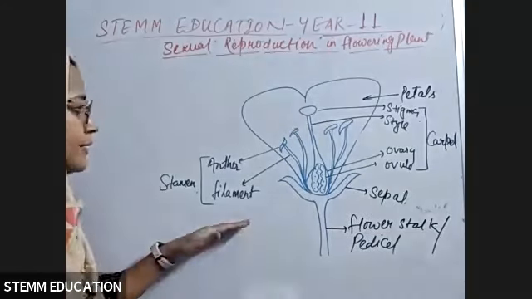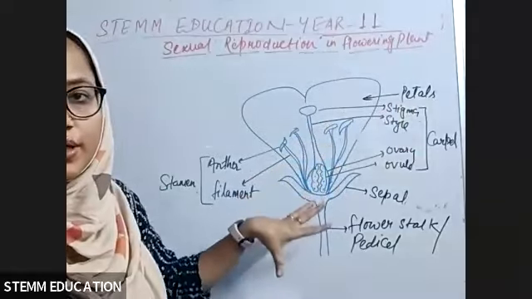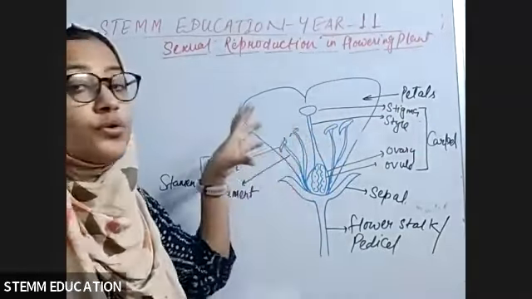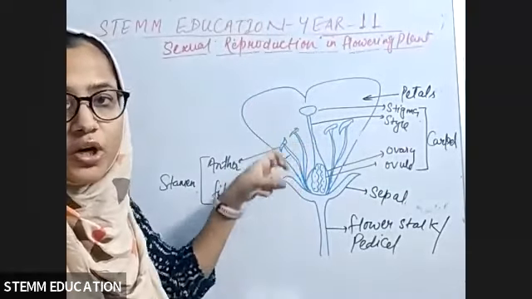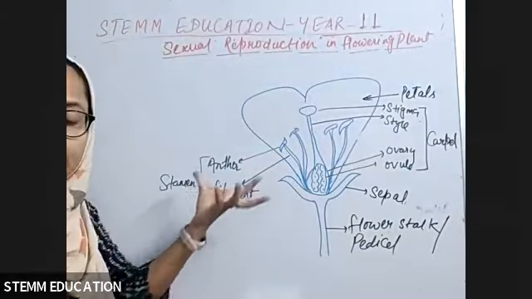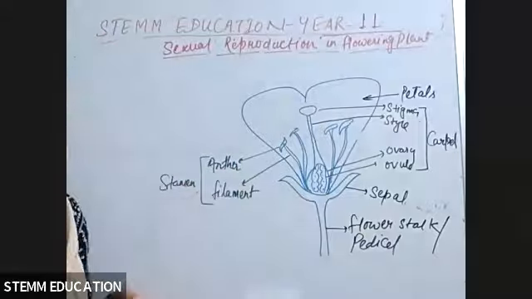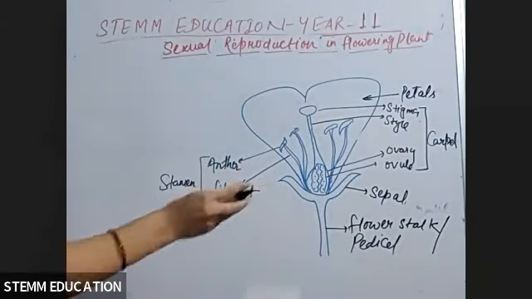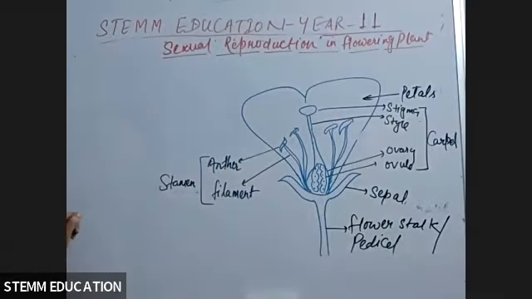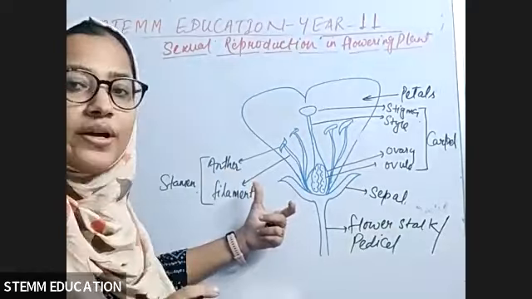Okay. So these are the parts of the flower. These are the basic parts of the plant. You need to learn and remember them because they are very important. So the flower is the reproductive part of the plant. How? I'll tell you. A flowering plant can reproduce in more than one way.